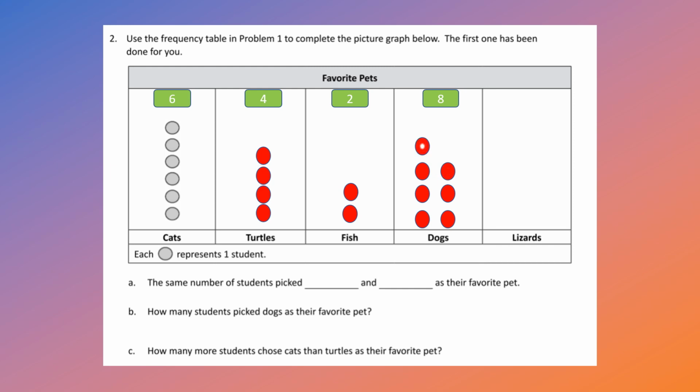And I don't want to draw my circles one on top of another because they might get kind of jumbled up. So I drew mine side by side like this. And last but not least, lizards. How many lizards were there?